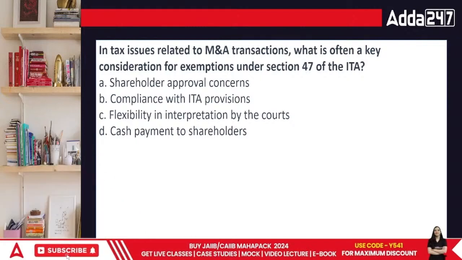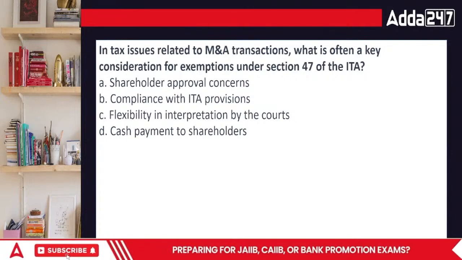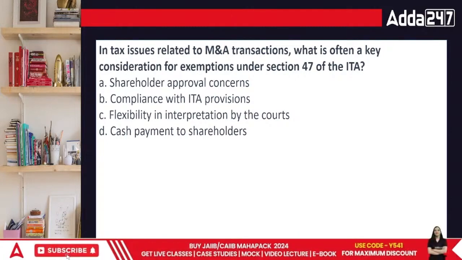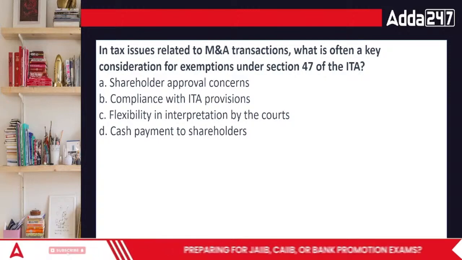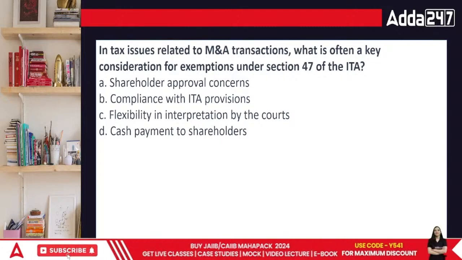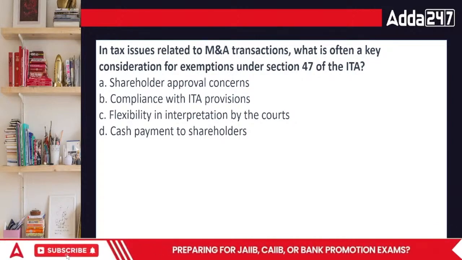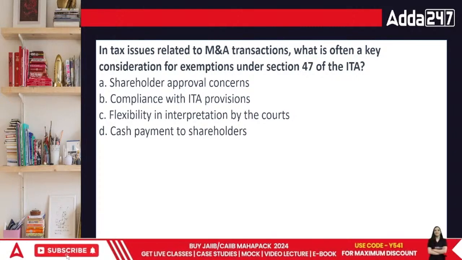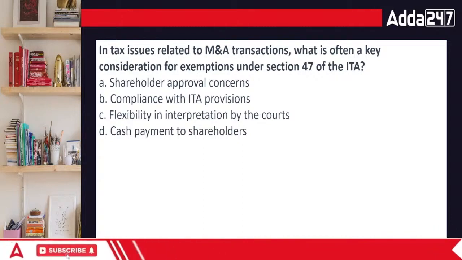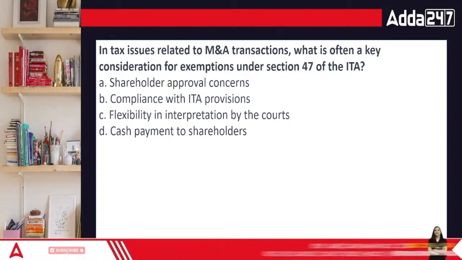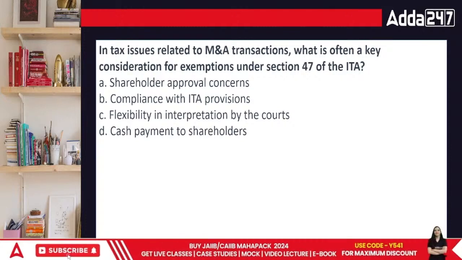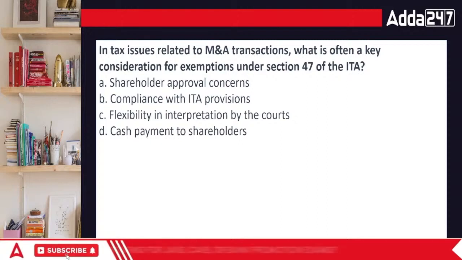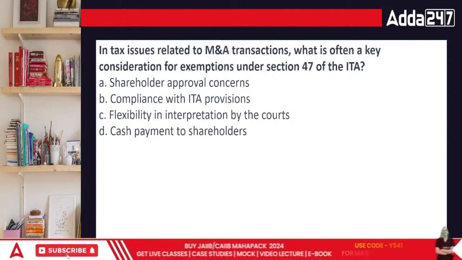Okay, here comes the next question, everyone. Please go ahead and answer. In tax issues related to M&A transactions, which is often a key consideration in terms of Section 47 of the Income Tax Act: shareholders approve concerns, compliance with ITA provisions, flexibility in interpretation by the courts, or cash payments to shareholders in terms of exemptions. Section 47 is basically covered under capital gains, and under capital gains there are certain points where they provide that you don't have to pay for a certain amount.